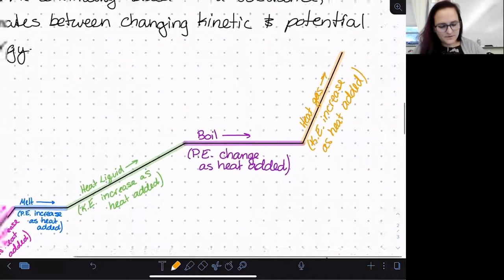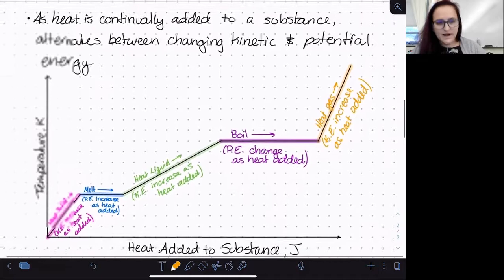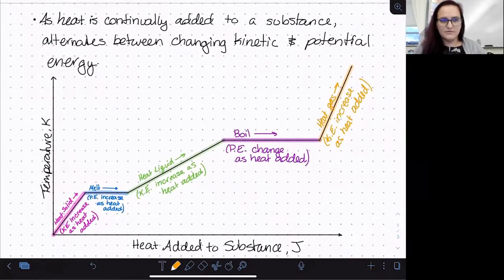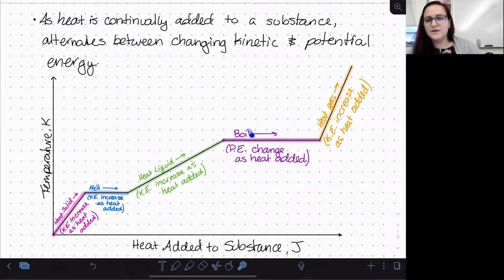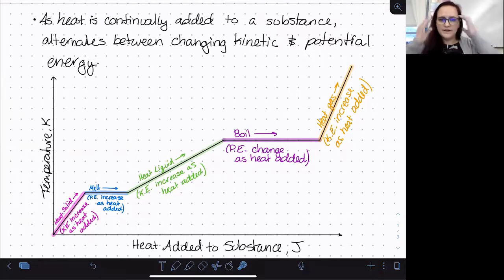And all substances will have a very similar looking graph to this. They'll have these 5 segments where you can increase the temperature of your solid and then it melts, and then you can increase the temperature of your liquid and then it boils, and then you increase the temperature of your gas. So they'll all have something very much similar to this.